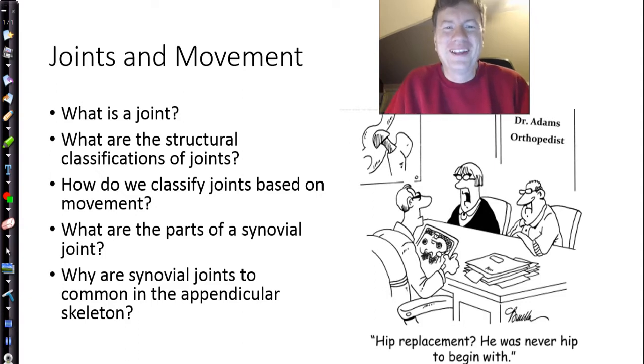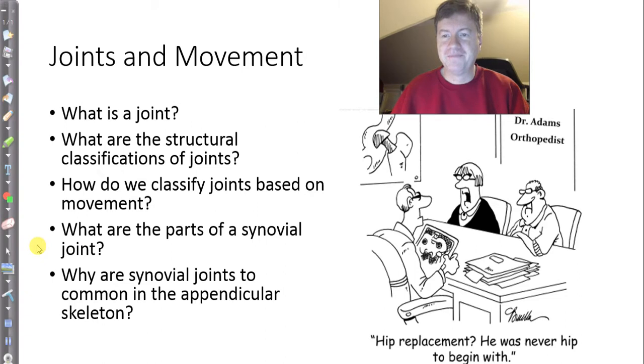And we keep going. Here we're looking at, in this video 7.2, joints and movement. We'll actually deal more with the movement side a little bit later, but we'll be referencing some movement a lot in this video. So in this one, we'll be looking at what's a joint, structural and functional classifications of joints, looking in particular and in some detail at the synovial joint, and then why are the synovial joints particularly common in the appendicular skeleton? That's our goals for this video.